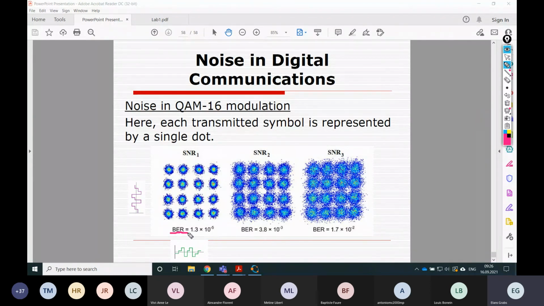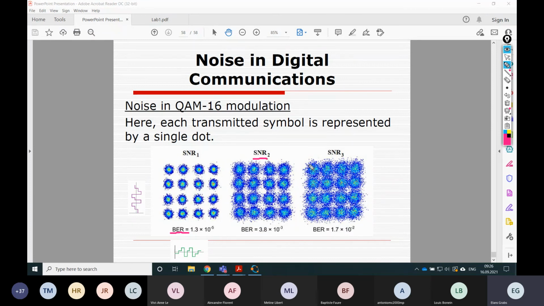So what is BER? BER is bit error rate, so the probability of error. For this signal to noise ratio, we have 1 error in 100,000 symbols. So 1 per 100,000. Here we have 3 errors per 1,000 symbols. Here we have almost 2 errors per 100 symbols. So you can see that the probability of error increases as the noise grows and SNR decreases.